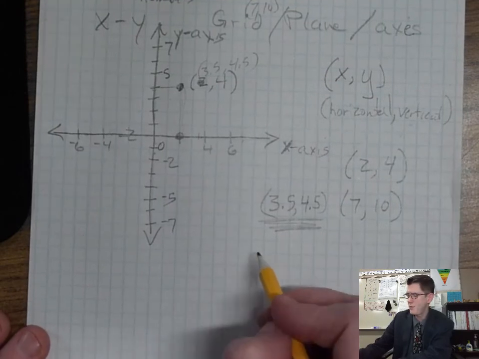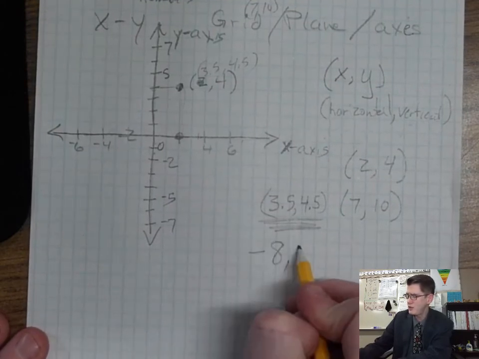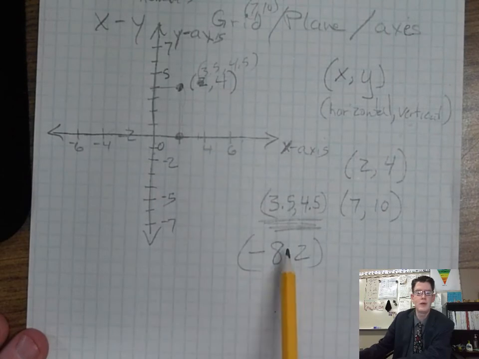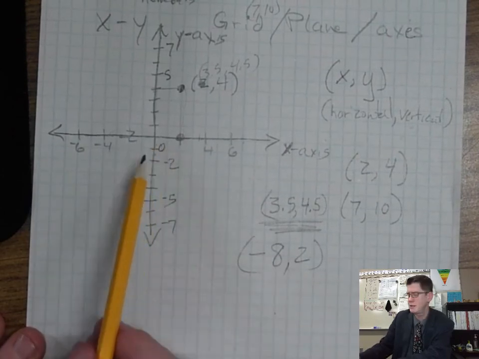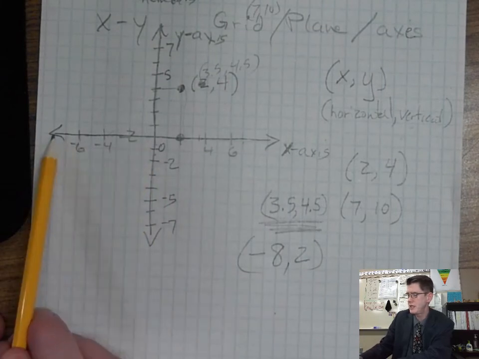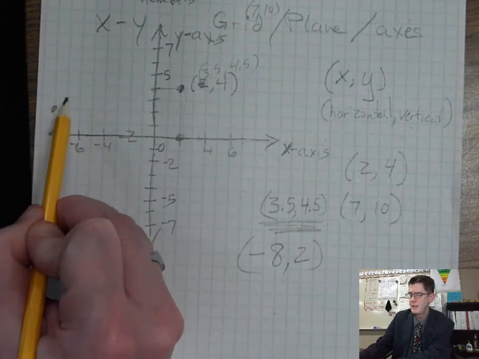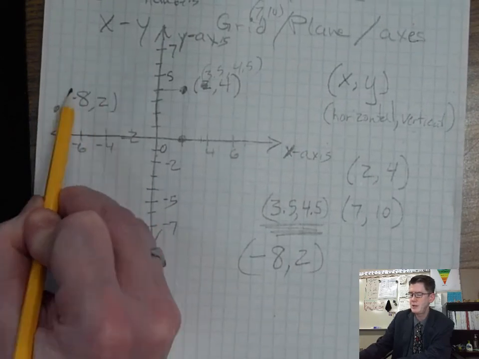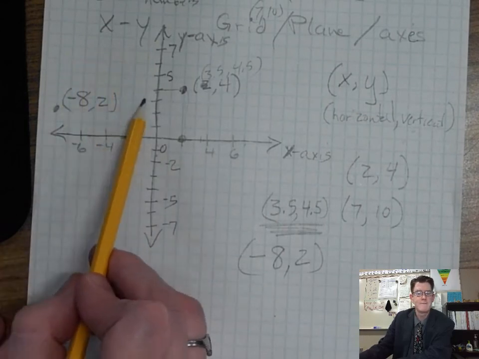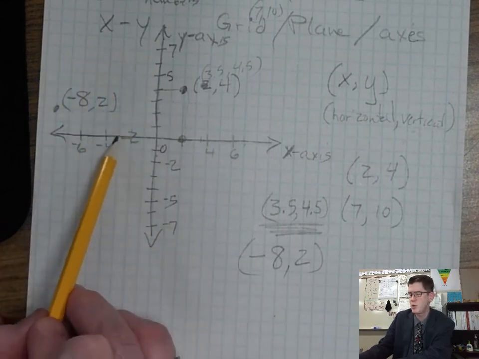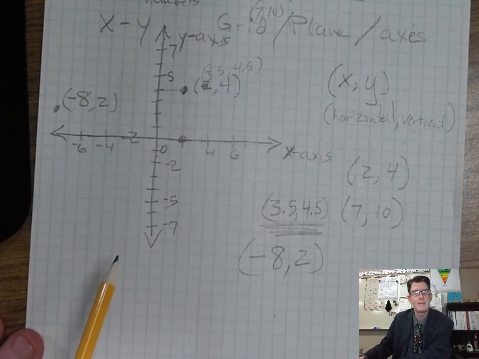What if I wanted the point (-8, 2)? Well, -8 on the number line is on the X, on the horizontal. Let's see, so there's -8, and then I go up 2, because it's a positive 2, that is (-8, 2). You'll notice over here, all the X's are negative. The Y's are still positive because we're going above, we're going up in the number line.